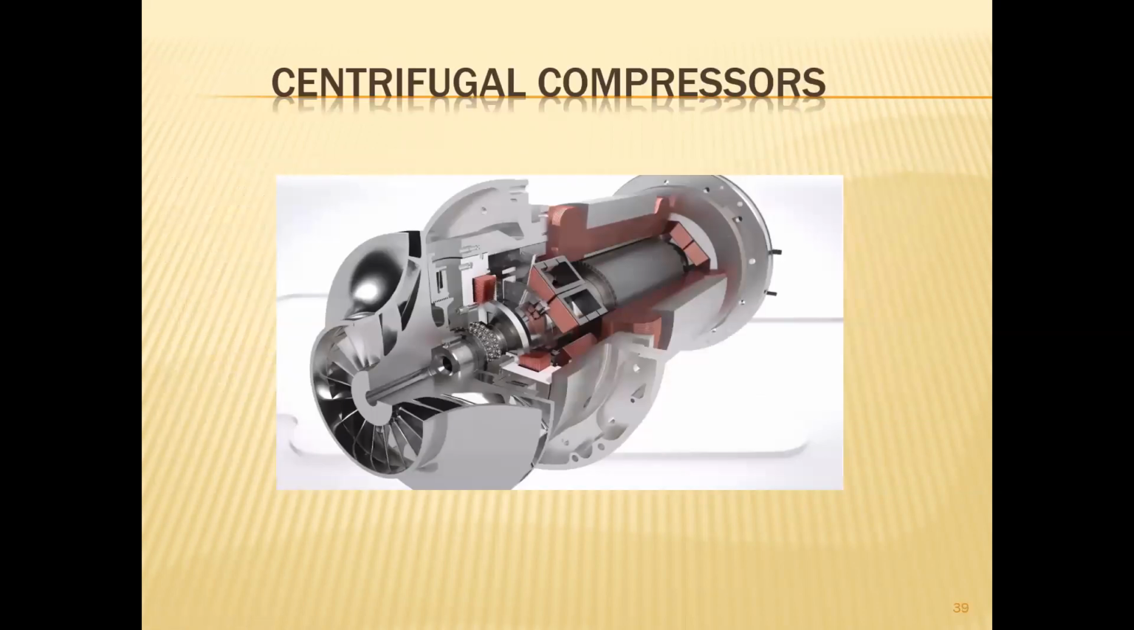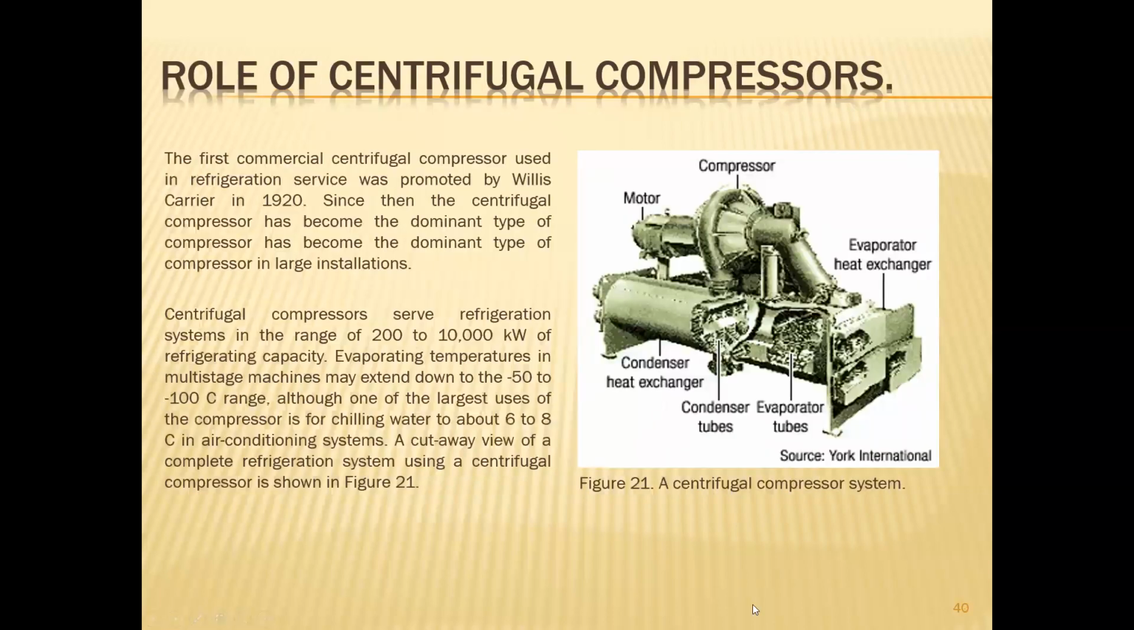Next is the centrifugal compressor. That is the centrifugal compressor inside. It looks like a plate. This is the motor. Again, this is the compressor. This is the bearing, and this is the motor. So, the role of the centrifugal compressor. This is the centrifugal compressor system, like water chillers, centrifugal chillers.